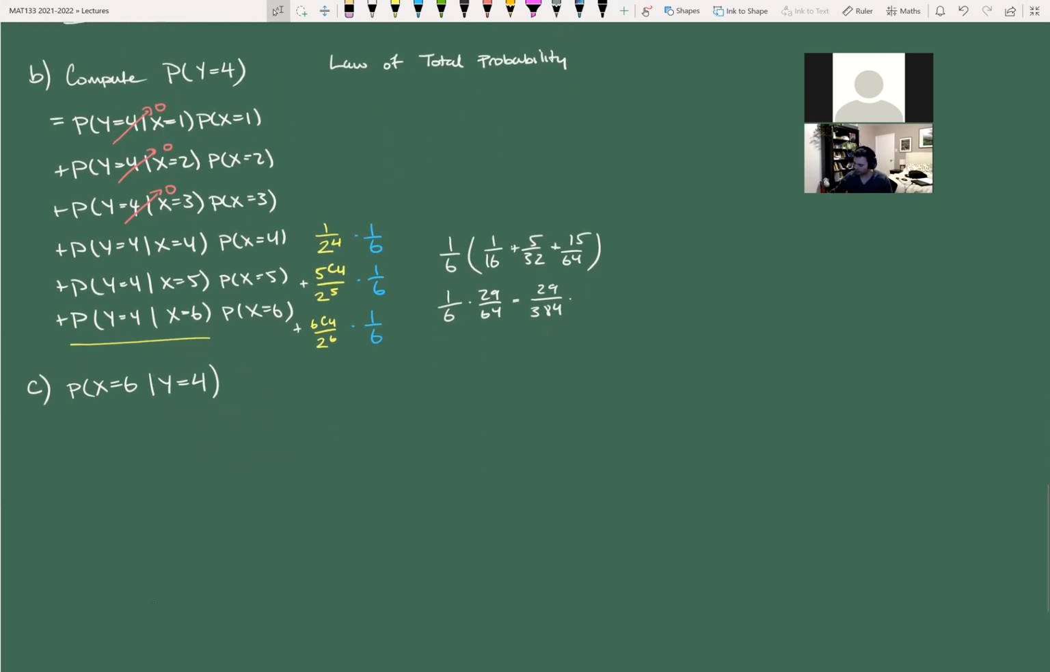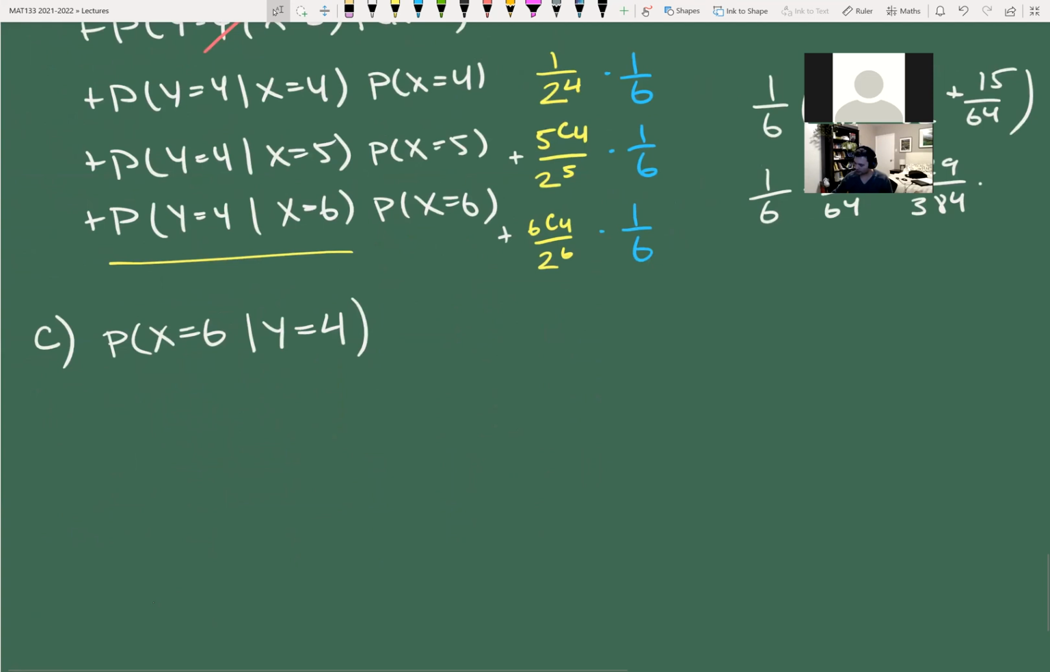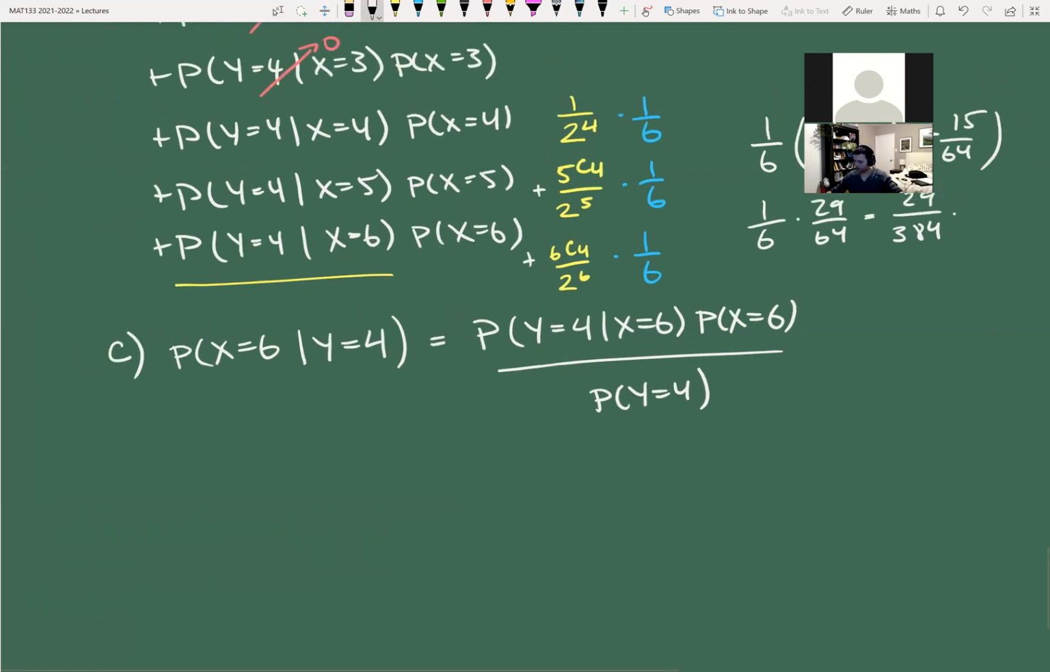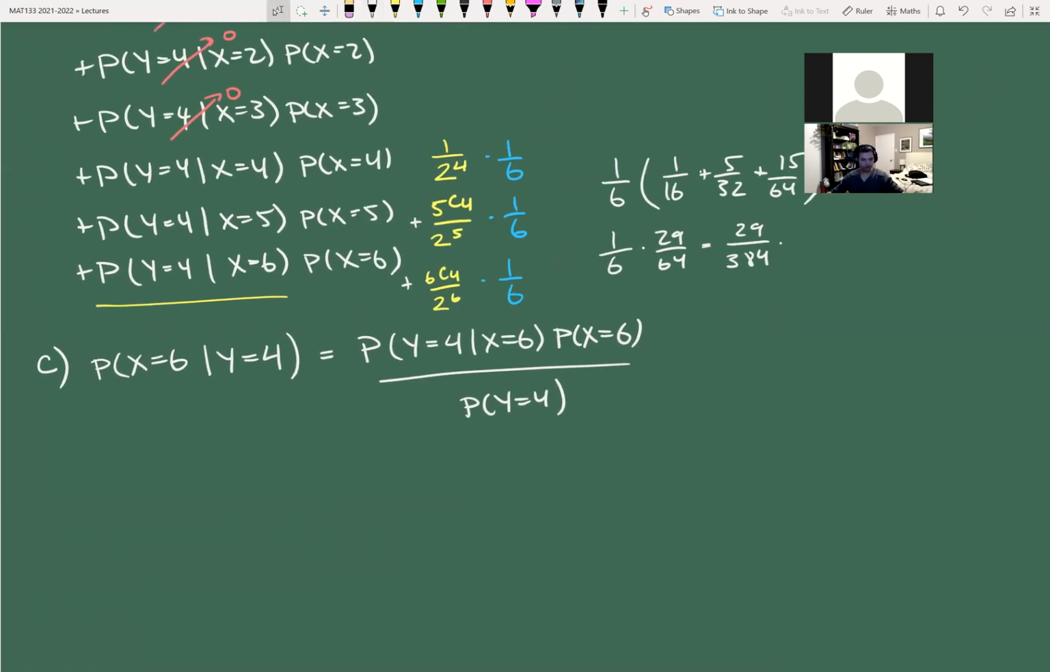So what does Bayes' theorem say? Somebody double check me if I'm wrong here. It's going to be the probability that y equals 4 given x equals 6 times the probability that x equals 6, divided by the probability that y equals 4, right? I'm pretty sure that's Bayes' theorem. Right, so I got Bayes' theorem correct. Hopefully nobody's, that's fine.